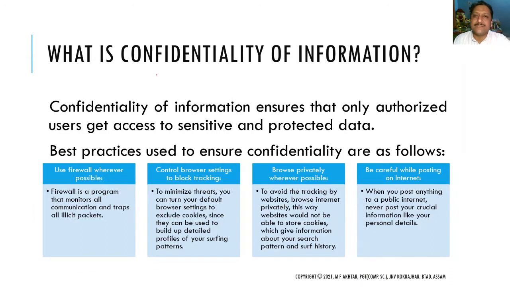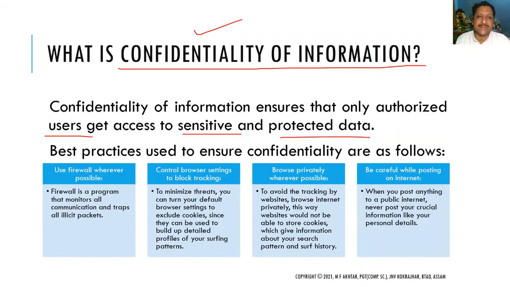Next, confidentiality of information. How is it possible to make information confidential, or hidden? Confidentiality of information ensures that only authorized users get access to sensitive and protected data. Only the person you have authorized or given access to can read and know your information, and any unauthorized person is not able to get access to your sensitive and protected information.